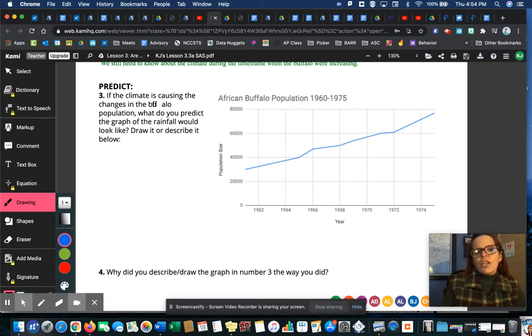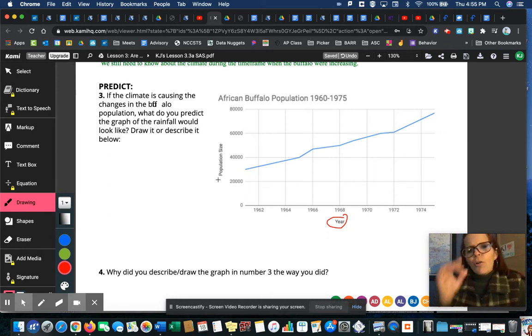It says, if climate change is causing the changes in the buffalo population, what do you predict the graph of the rainfall would look like? Draw it or describe it below. So if you want to write words, that's totally fine. But I would be totally fine if you drew it even on this graph. So this graph has the years. That's perfect. But over here, it's population size, not rainfall amount. If we were going to add rainfall, it should say centimeters or inches or something like that. That's okay. I don't care. Just show me the shape that you're predicting.